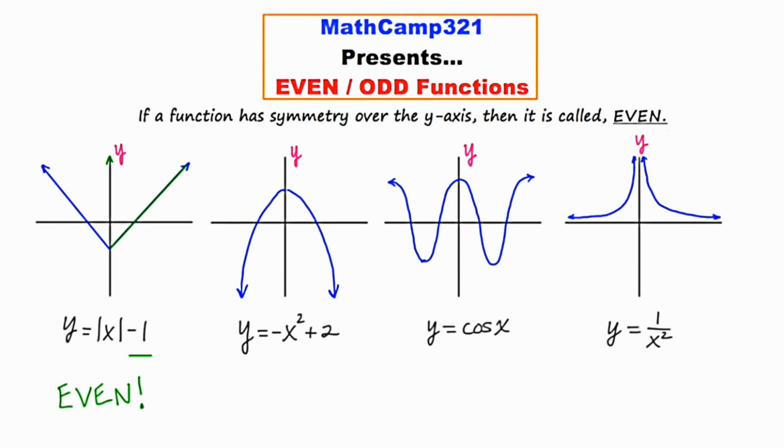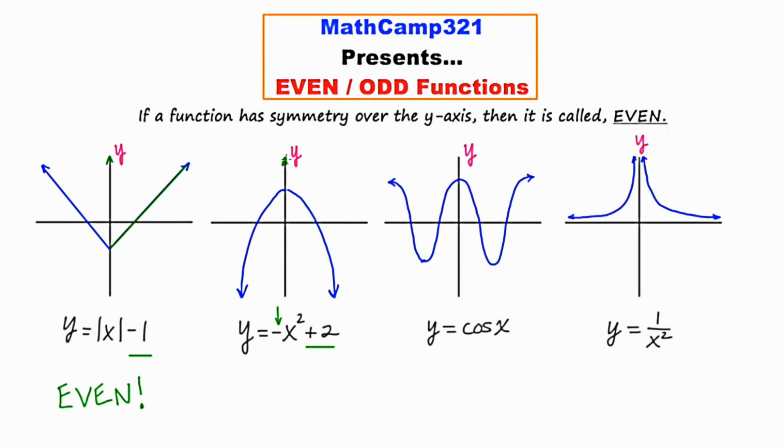Now moving to the second example, we have here a quadratic function, y equals -x squared plus 2. This is the graph of a quadratic function, looks like a parabola. This particular parabola is turned upside down because of the negative in front, and it's also shifted 2 units up because of the +2 on the outside. And this particular parabola would be considered an even function because it too exhibits y-axis symmetry.